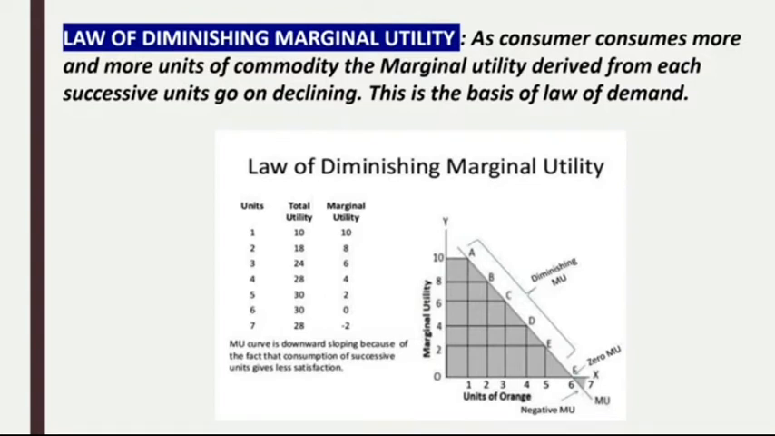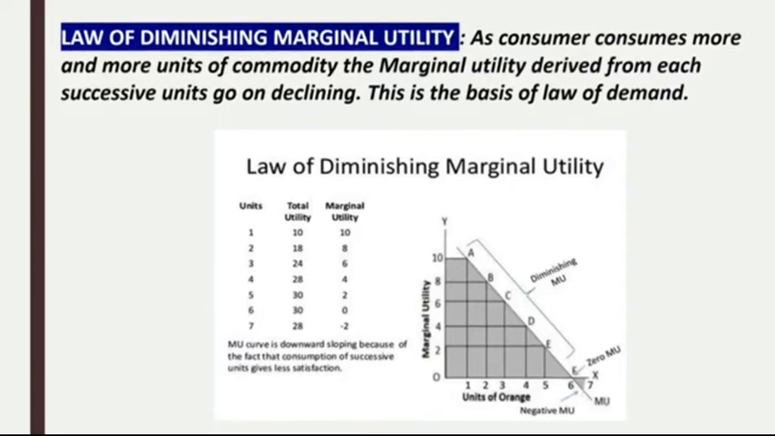As you can see in the table guys, units 1 to 7 are given. Total utility is 10, 18, 24, 28, 30, 30, 28. Marginal utility: when we ate the first unit, we got satisfaction of 10, then 18, then we get 24, then again we get 28. In the fifth and sixth units we got 30, and after that it started decreasing, so the diagram is downward sloping, guys.